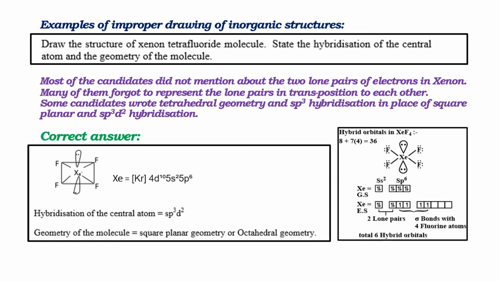Examples of improper drawing of inorganic structures. Most of the candidates did not mention the two lone pairs of electrons in xenon. Many of them forgot to represent the lone pairs in trans position to each other. Some candidates wrote tetrahedral geometry and sp3 hybridization in place of square planar and sp3d2 hybridization in this question, where it was asked to draw the structure of xenon tetrafluoride molecule and to state the hybridization of the central atom and the geometry of the molecule.